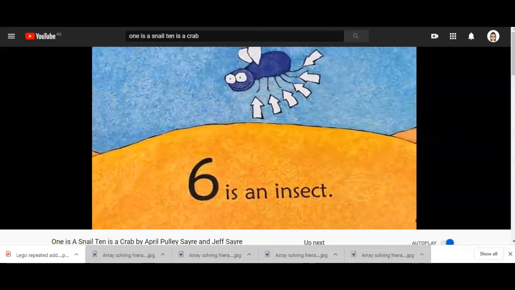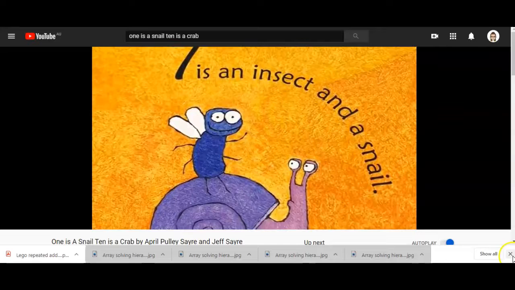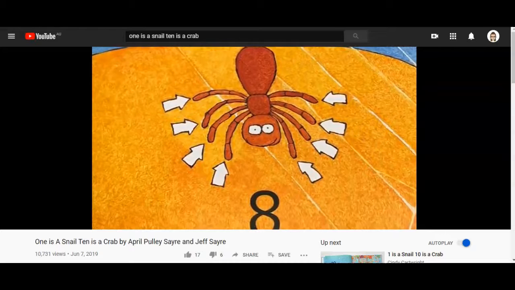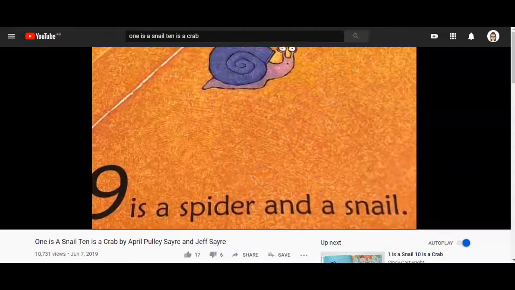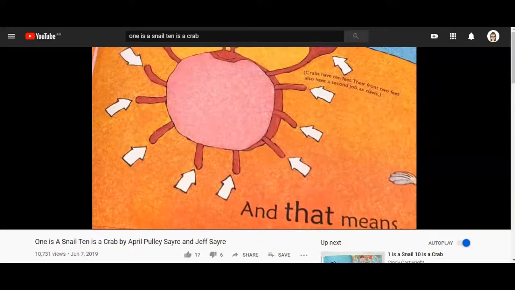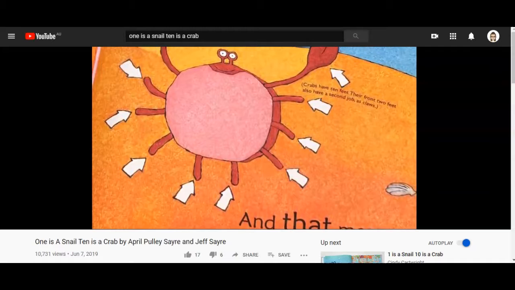Six is an insect. One, two, three, four, five, six. Seven is an insect and a snail. Eight is a spider. One, two, three, four, five, six, seven, eight. Nine is a spider and a snail. 10 is a crab. Crabs have 10 feet. Their front 2 feet also have a second job as claws. 1, 2, 3, 4, 5, 6, 7, 8, 9, 10.